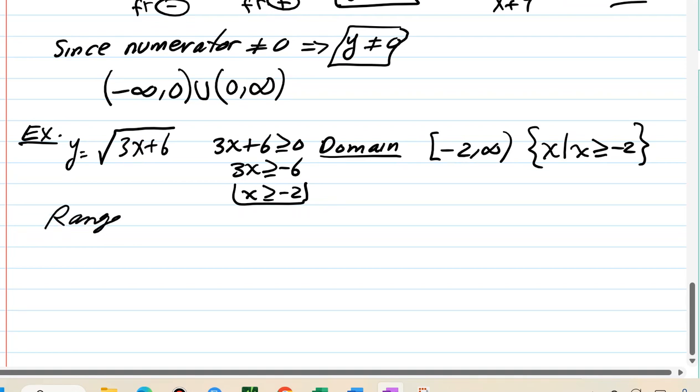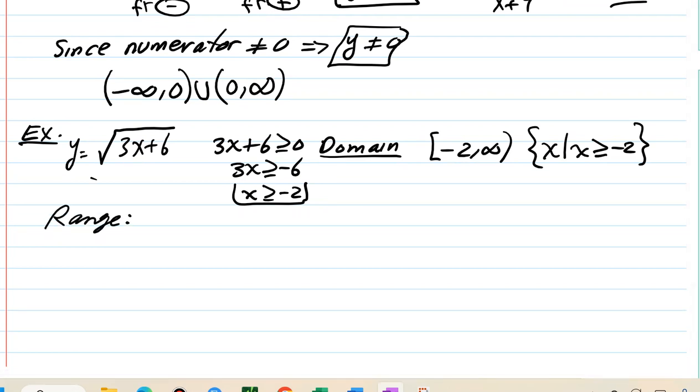The range, well, for a given domain, the square root is always positive, correct? Remember the symbol, the mere symbol, this means principal root, right? And principal means positive root. So the range is going to be from 0 to infinity.